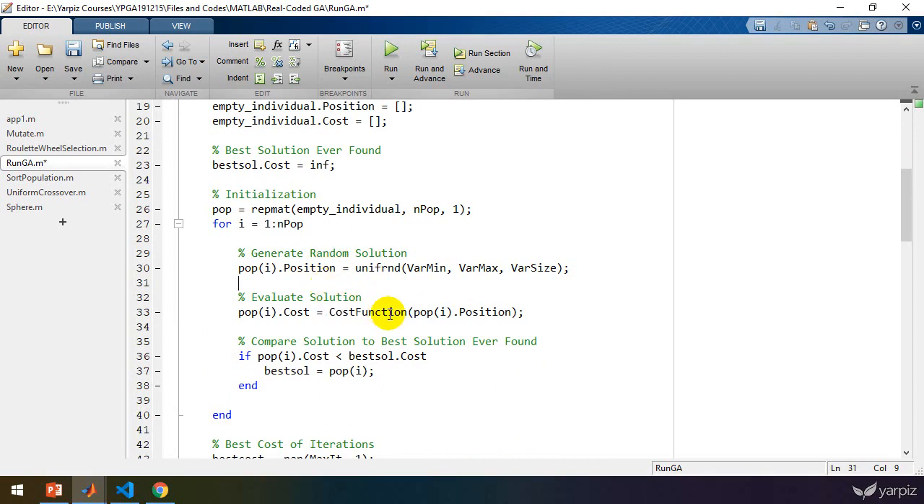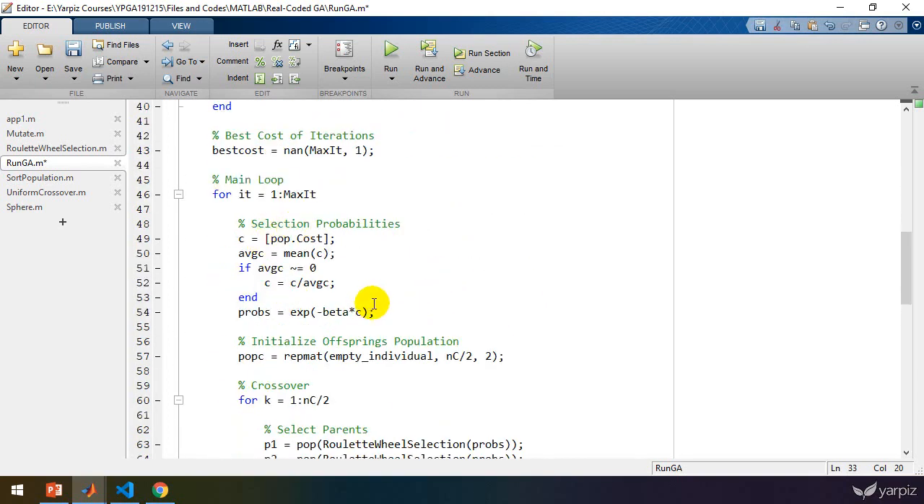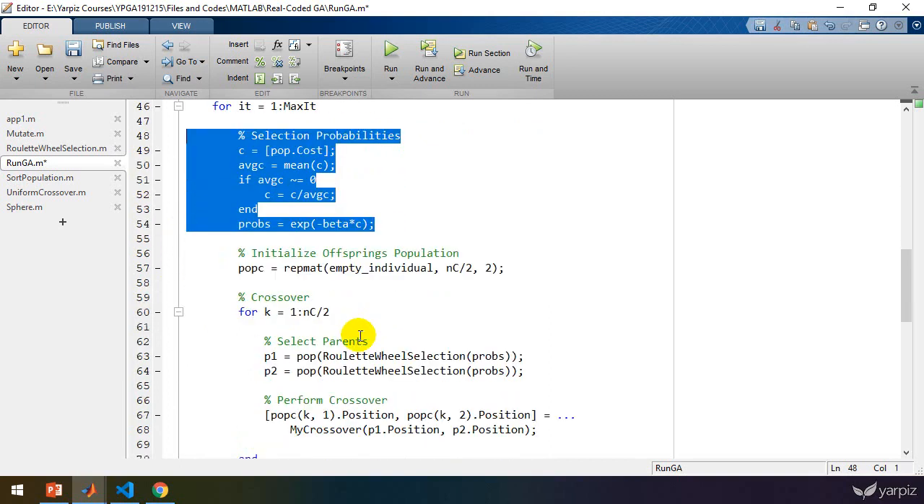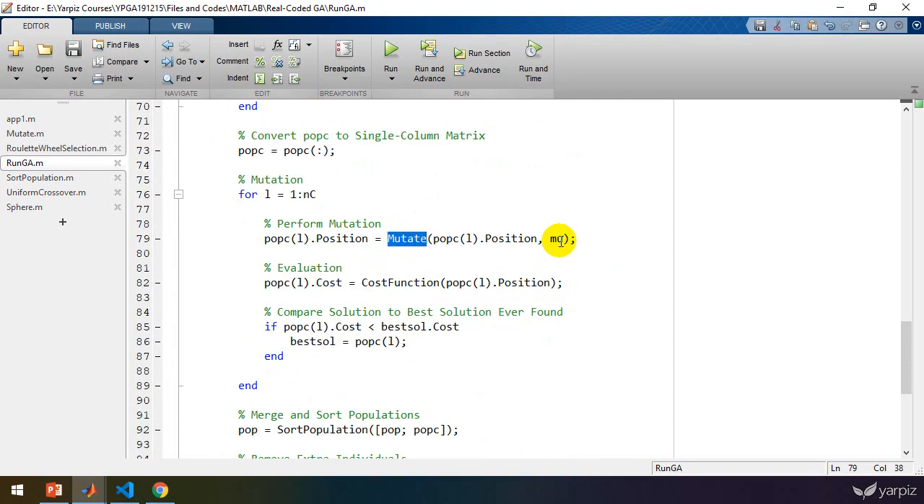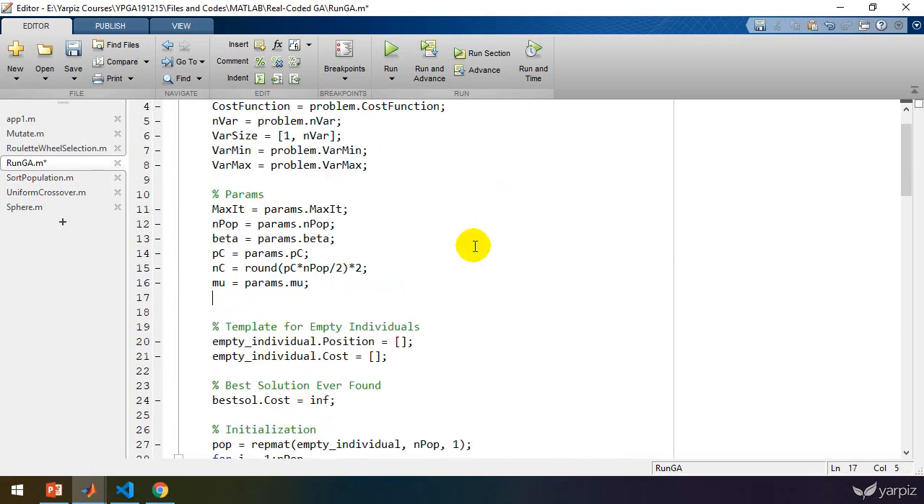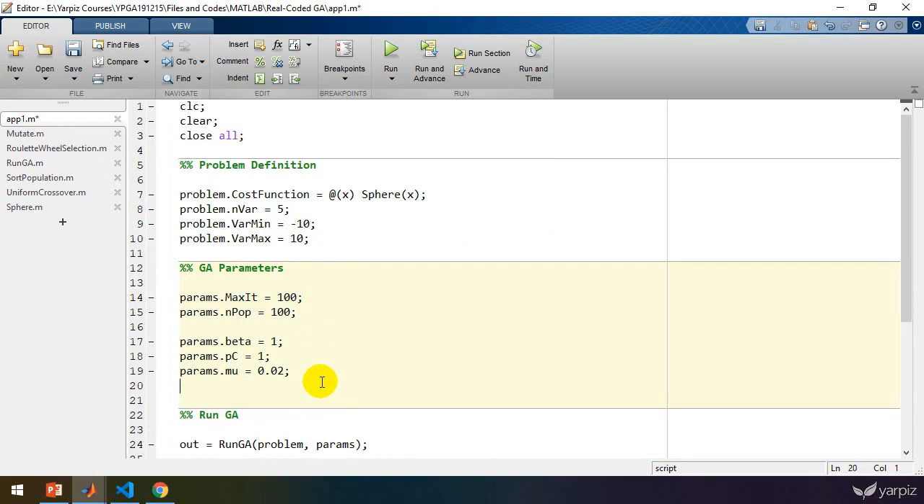And then we evaluate this, and we store the cost value here, and we compare it to the best solution. And here we compute the selection probabilities. They are all the same. We perform crossover, but using uniform crossover. And we perform mutation here, but we must provide sigma as the step size. So we must define the sigma value also. So I'm going to add sigma here. Sigma is params.sigma. And also we need to define sigma here. So params.sigma equals, for example, 0.1.